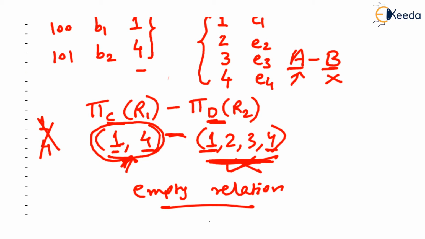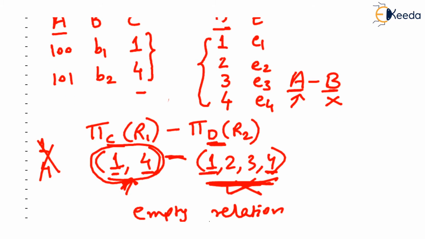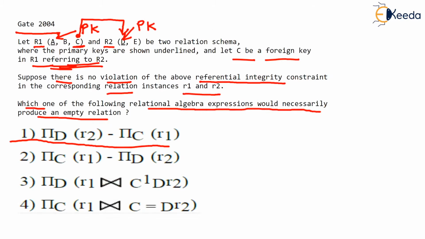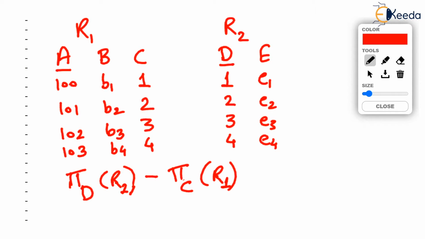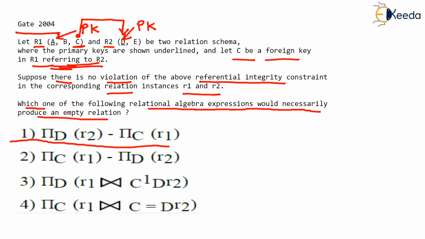This will produce an empty relation, isn't it? Just check out. Okay, let's try again. Hope you understood the first option will produce an empty relation. Let's see the second option. Let's read the second option. Second option, this one, produces an empty result.